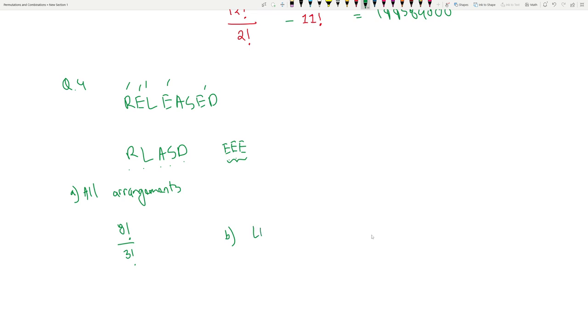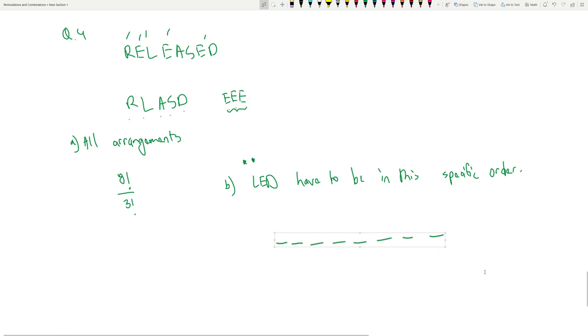The letters LED, all arrangements, but the letters LED have to be in this specific order. So this is another sum that you'll face. So how many blanks do we have? 8. 1, 2, 3, 4, 5, 6, 7, 8. Whenever you get this sort of sum, you guys need to understand that you have to approach it manually. Okay, I'll show you what I mean in a bit.